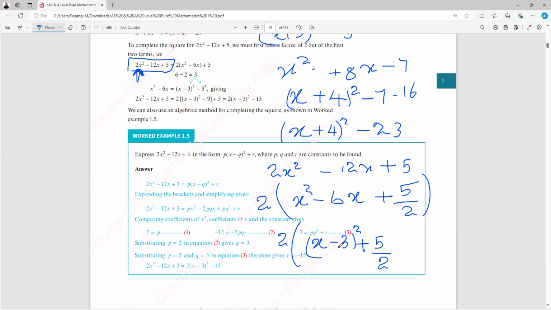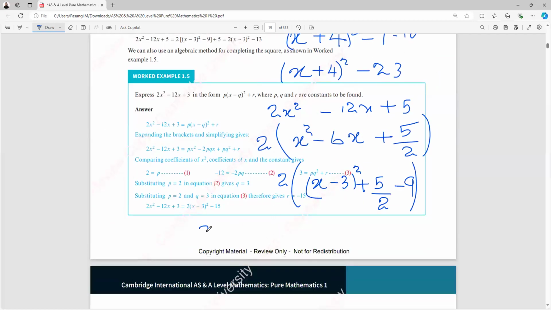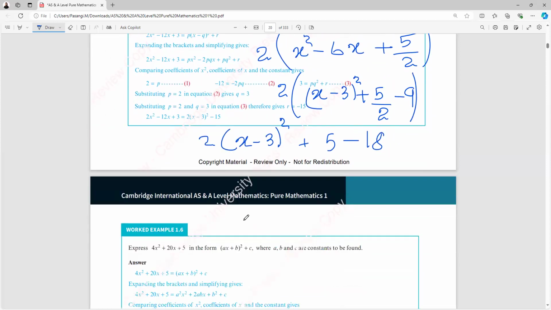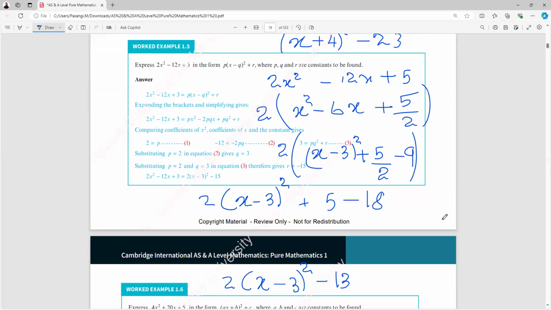Here we are getting an additional term, plus 9. We need to subtract that as well. Now I'm going to remove the bracket: 2 times (x minus 3) squared, plus 2 times 5 over 2, that is 5, and 2 times minus 9, that is minus 18. That means the final answer is 2 times (x minus 3) squared minus 13. That's how it is.